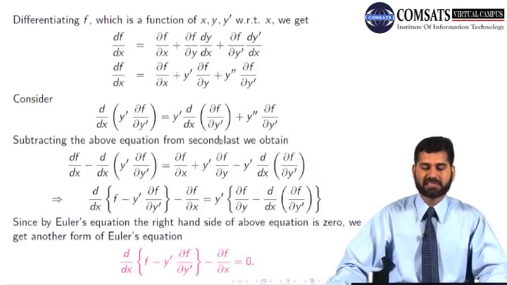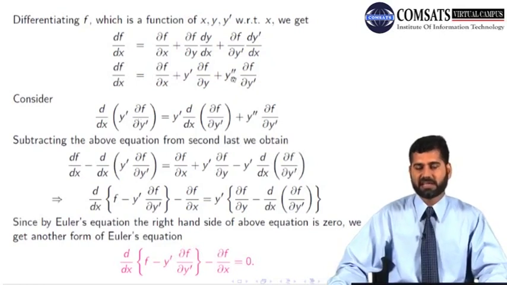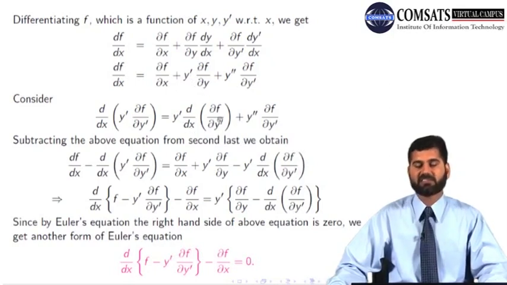Subtracting the above equation from the second last, we obtain: if I subtract these two, because this is the common factor, you see, the last term here and the last term here are common. So if I subtract, they will cancel out. All right, and I'll be left with these terms: partial f by partial x plus y prime partial f by partial y, and minus y prime d by dx of partial f by partial y prime. So the first two terms from here and the first term from here will remain. The last terms cancel out. So this is the expression I will get if I subtract this equation from this equation.